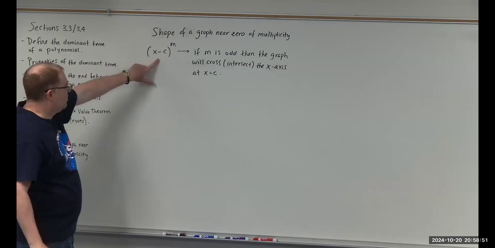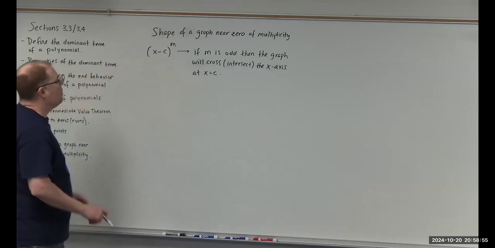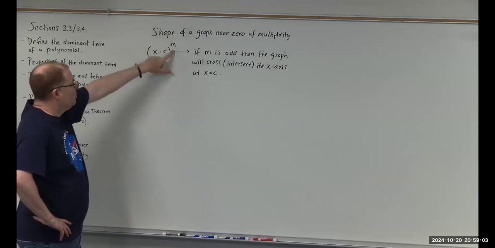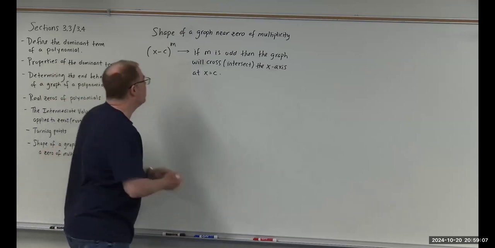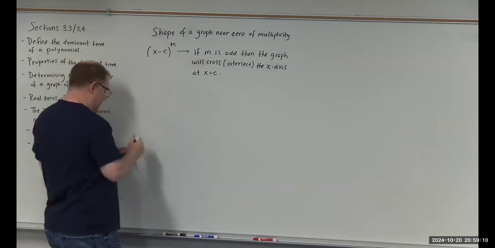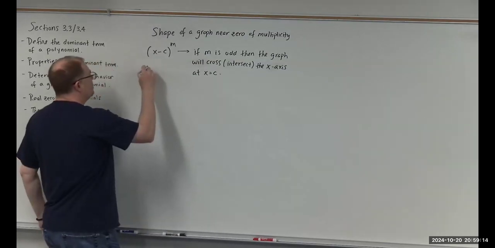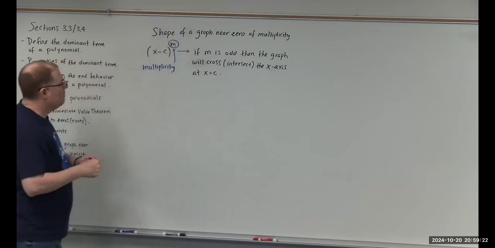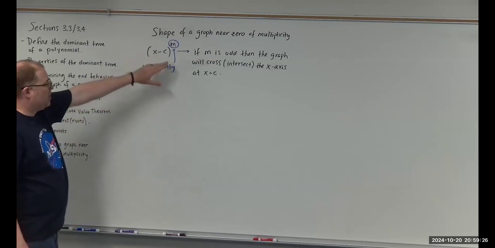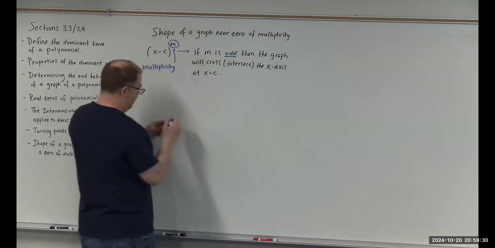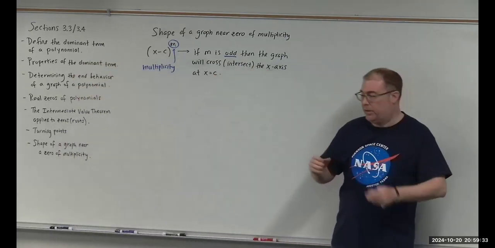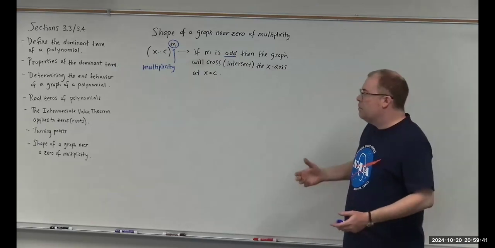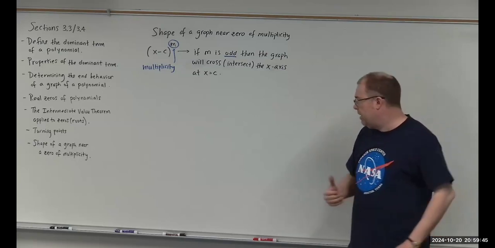Well, because you set this equal to zero, so you're going to get this value, okay? And the other thing is this m. This is what we call the multiplicity for the root. So this is our multiplicity. So this tells us again, if this value is odd, then the graph is going to cross the x-axis. We know c is part of the x-intercept, but specifically, the graph is going to cut through the x-axis, okay?